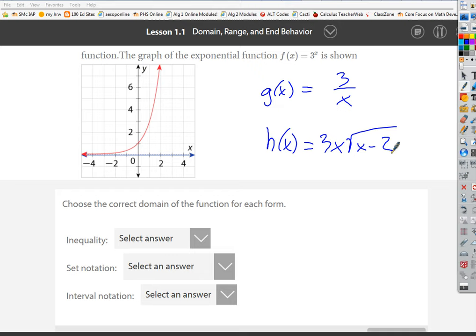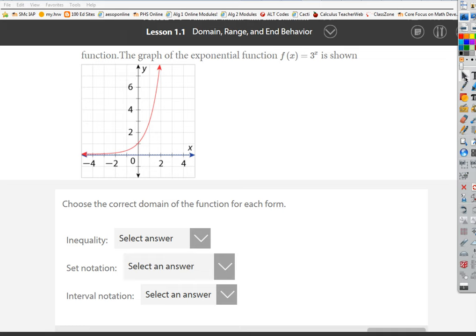We'll come back later and talk about how we could take a function like this and actually write what the domain would be. But for now, all I really want you to see is that there are places where functions have to be restricted because of those two rules, right? Can't divide by 0, can't take an even root of a negative number.